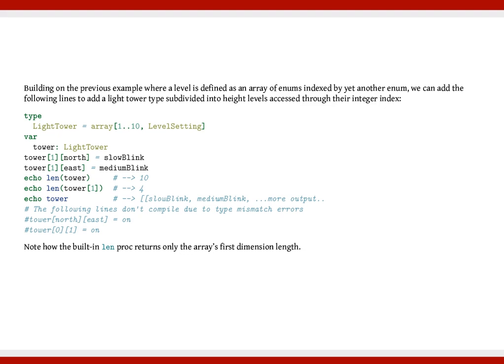tower[1, east] = mediumBlink. echo len(tower) # 10. echo len(tower[1]) # 4. echo tower # slowBlink, mediumBlink, more output. # The following lines don't compile due to type mismatch errors. # tower[north, east] = on. # tower[0, 1] = on. Note how the built-in len prop returns only the array's first dimension length.